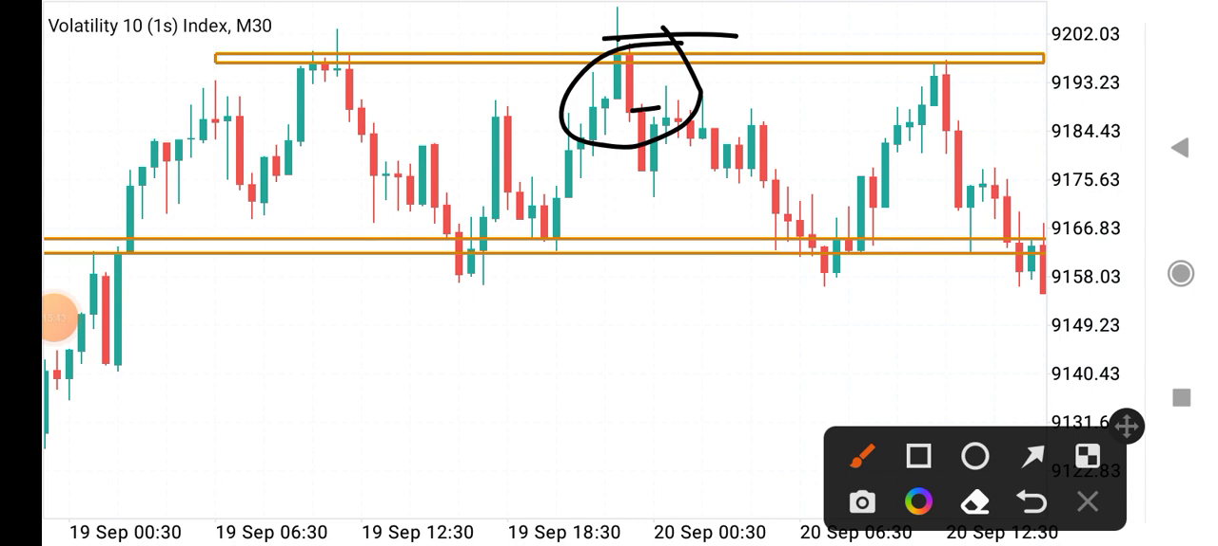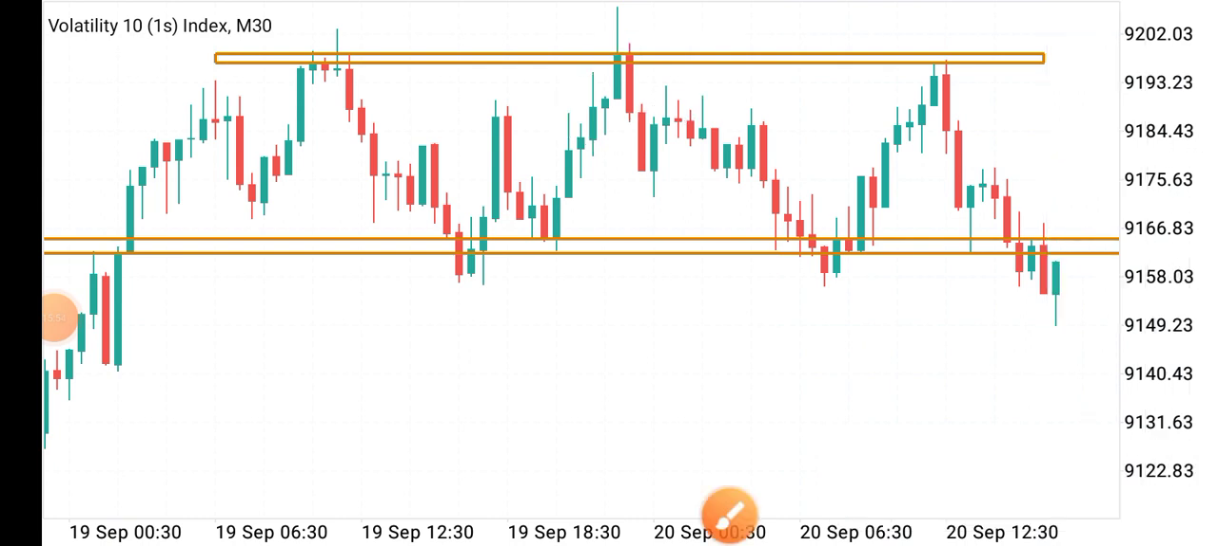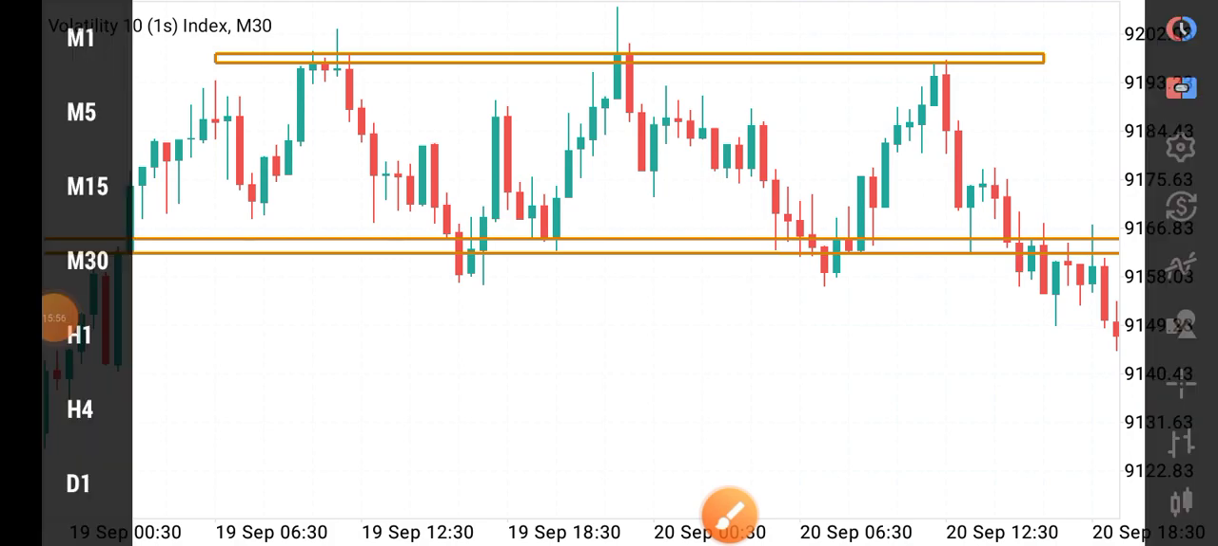Now, somebody will say the market is ranging, you don't trade. Guys, you will still trade, depending on the time frame. If I should go to a lower time frame, let me just go to the 15 minutes time frame so that you see.